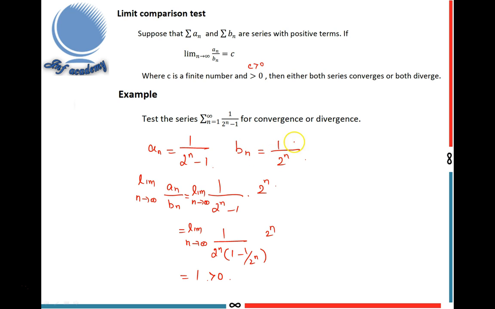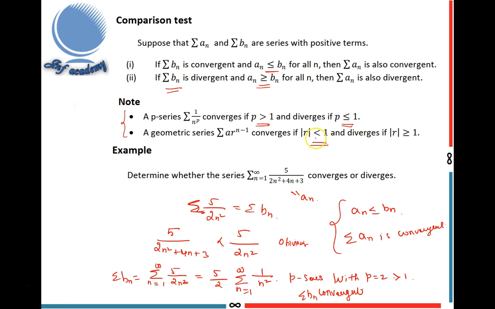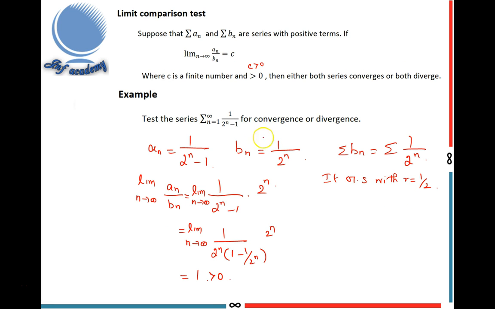So first I check Bn. Here sigma Bn equals sigma 1 by 2 power n. This is a geometric series with r equal to 1 by 2. Using the note, the geometric series converges if modulus r is less than 1 and diverges if modulus r is greater than or equal to 1. Here r is 1 by 2, so modulus r is less than 1. So the series sigma bn is convergent, because it is a geometric series and modulus r is less than 1.